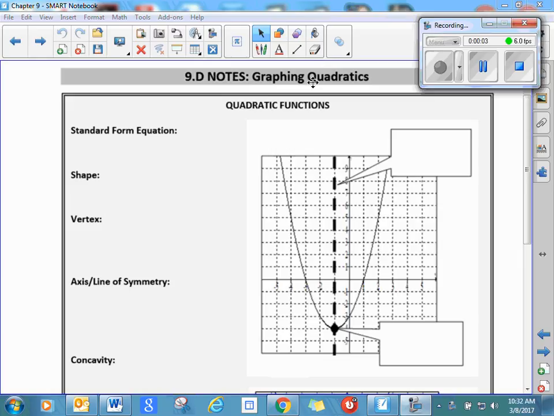We are on page 35. We're continuing our study of quadratic equations. Quadratic equations have an exponent of 2.